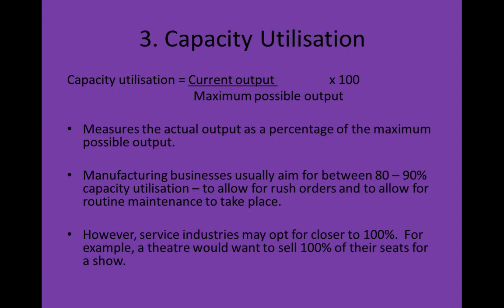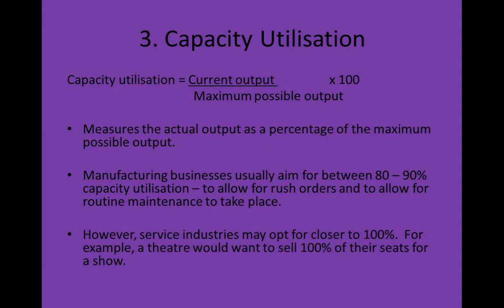Capacity utilisation is one issue that businesses need to think about when they're trying to improve their efficiency, and capacity utilisation is looking at and measuring the actual output as a percentage of the maximum possible output. So we do the calculation you can see at the top of your screen here. And many manufacturing businesses aim for between 80 and 90% capacity utilisation, which allows them some space to do some rush orders if necessary and to allow for routine maintenance to take place.